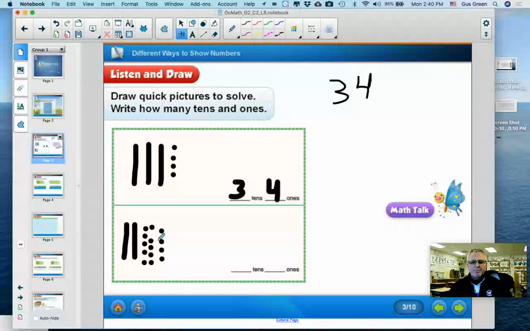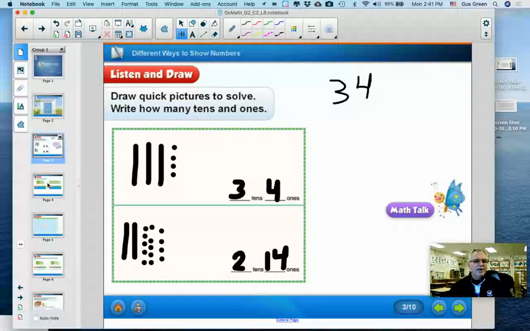So let's count up the value for this whole thing. 10, 20, 21, 22, 23, 24, 25, 26, 27, 28, 29, 30, 31, 32, 33, 34. So I still have a value of 34, but now I have 2 10s and 14 1s because I took one of those 10s and moved it over to the 1s column.